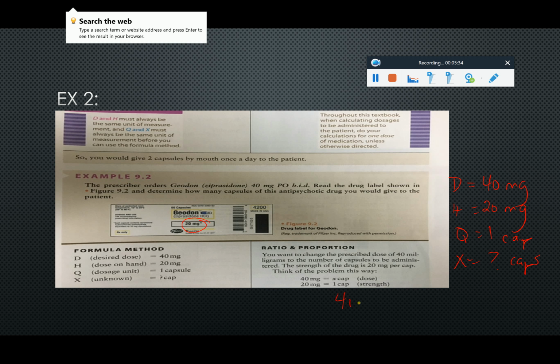So again, I'm going to do my unity fraction, 40 milligrams. You want to get rid of milligrams, so milligrams goes on the bottom, caps goes on top. We've got 20 milligrams and 1 cap, so 40 divided by 20 is 2 caps, and your direction is by mouth 3 times a day. So 2 caps PO BID.